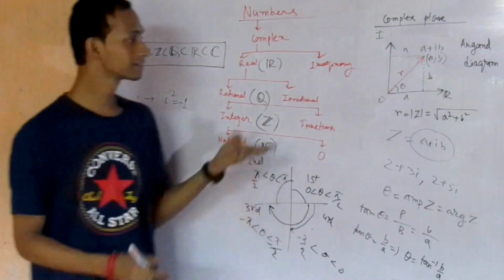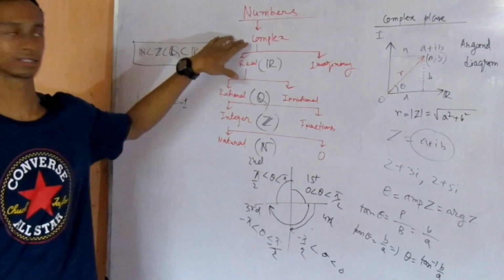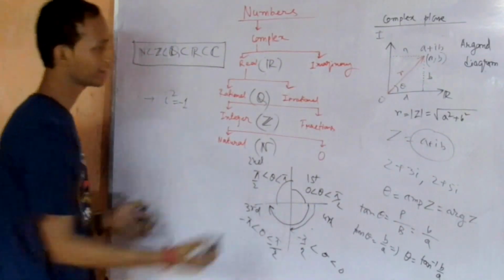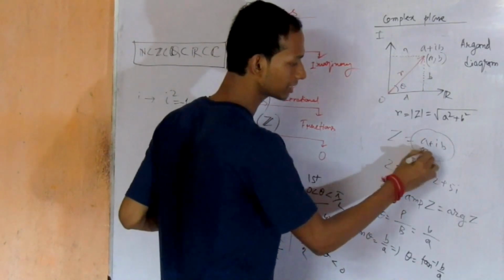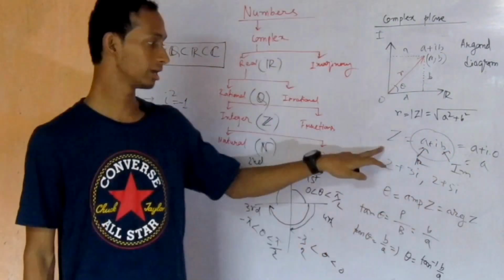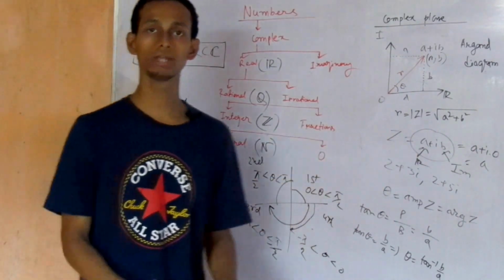So this is the classification of numbers. We see that the complex number accommodates all these numbers. In a complex number, this is called the real part and this will be called the imaginary part. If the real part is 0, then it will be called a purely imaginary number.